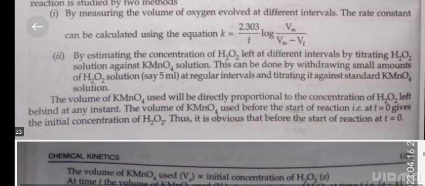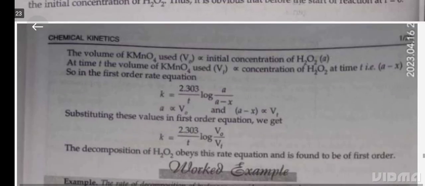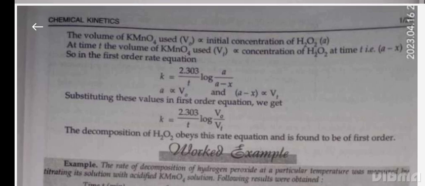By estimating the concentration of H2O2 left at different intervals by titrating H2O2 solution against KMnO4 solution. This can be done by withdrawing small amounts of H2O2 solution at regular intervals and titrating it against a standard KMnO4 solution. The volume of KMnO4 used will be directly proportional to the concentration of H2O2 left behind at any instant. The volume of KMnO4 used before the start of reaction at t equals 0 gives the initial concentration of H2O2. Thus, it is obvious that before the start of reaction at t equals 0, the volume of KMnO4 used, V naught, is directly proportional to the initial concentration of H2O2.